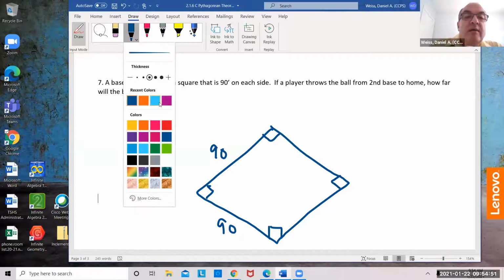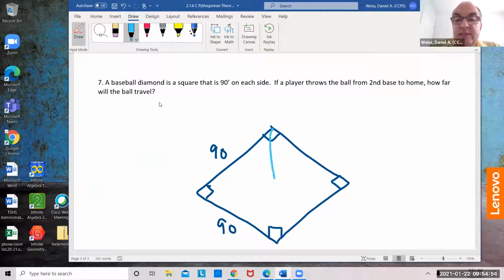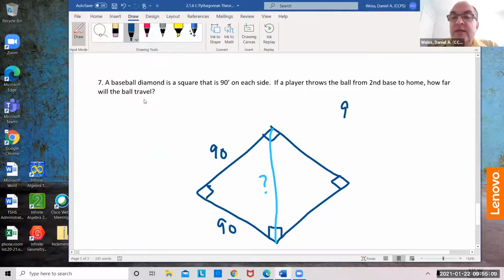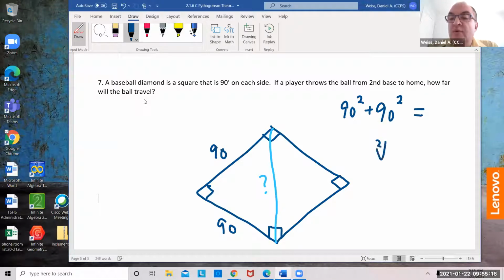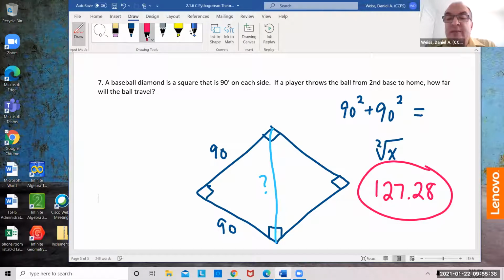So a player throws a ball from second base to home. That is a right triangle. How do we figure out what this length is? So we're going to do 90, hit the x squared key, plus 90, hit the x squared key, hit equals, and hit square root. What do you get? 90 squared plus 90 squared equals, hit the square root, 127.28. And that's the hypotenuse, or the distance in feet from second base to home plate.